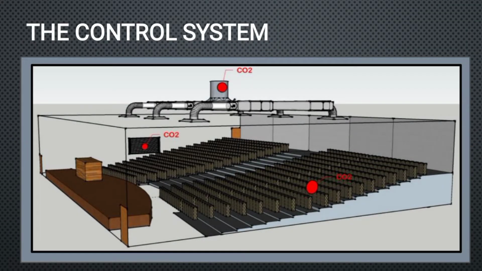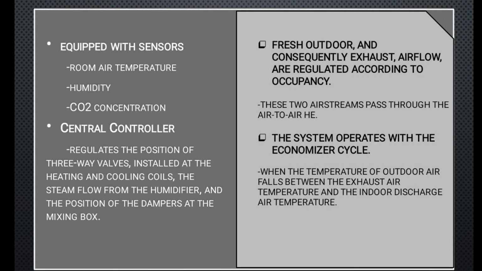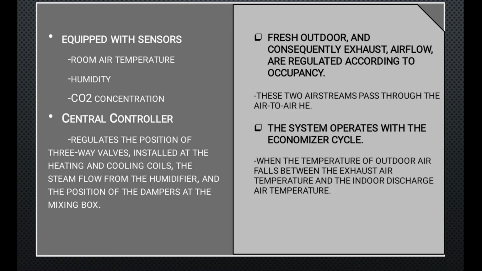The control system. The control system regulates the operation of the HVAC system, which allows it to respond to variations in load and ventilation requirements to maintain acceptable indoor air quality and thermal comfort conditions while operating the plant efficiently and saving energy. The control system is equipped with sensors and a central controller, which regulates the position of the three-way valves installed at the heating and cooling coils, the steam flow from the humidifier, and the position of the dampers at the mixing box.